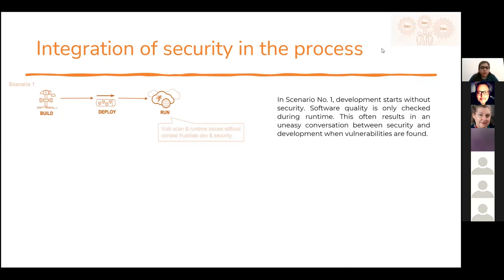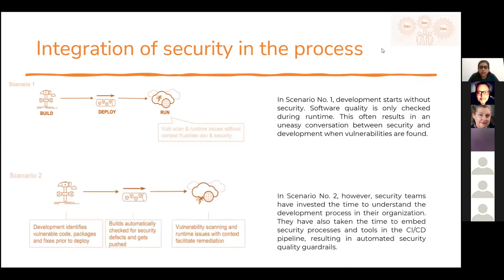Moving on to the second scenario, the security teams have invested the time from the start to understand the development process in their organization. In return, the development team has identified the vulnerable code and fixed it prior to the deployment. The security team has also taken time to embed the security process and tools in the CI/CD pipelines. That has resulted in automatic checking of security defects. The result of this is much better compared to the first scenario, where the vulnerability scans show good results and automatically it has added a security quality to the whole process.